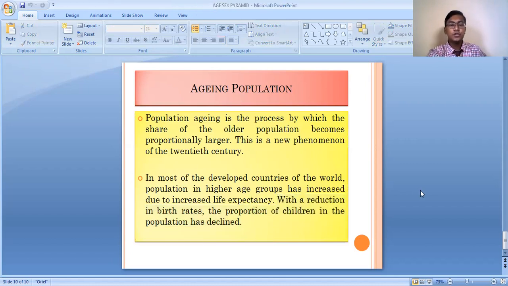So this is what we have covered about the age structure, the age-sex composition or age-sex pyramid, and the aging population, which are some of the important topics of population studies.